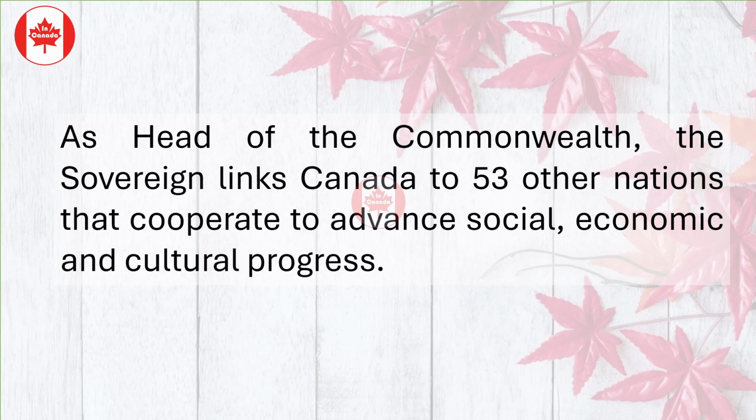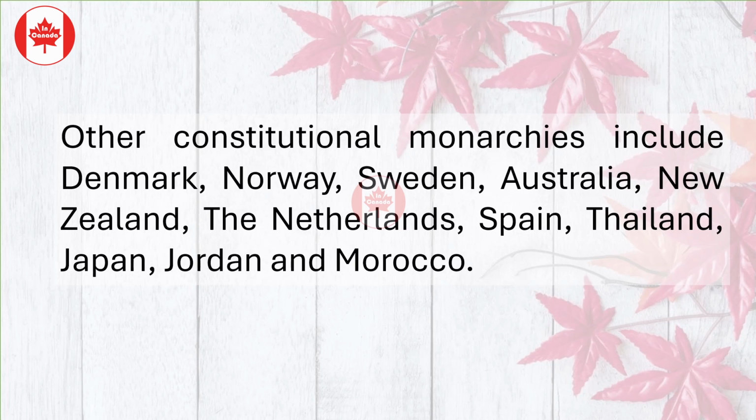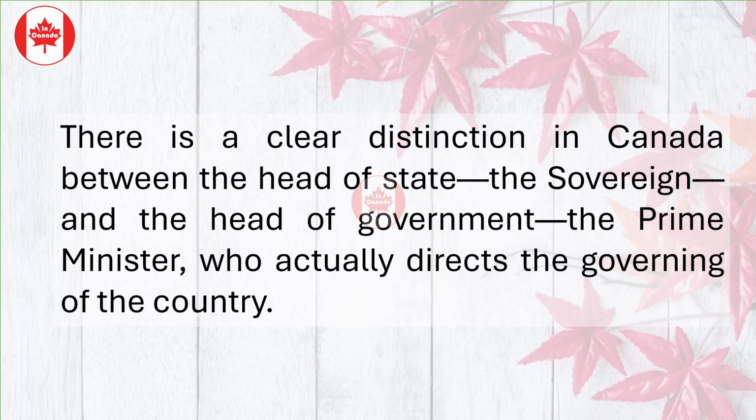As head of the Commonwealth, the sovereign links Canada to 53 other nations that cooperate to advance social, economic, and cultural progress. Other constitutional monarchies include Denmark, Norway, Sweden, Australia, New Zealand, the Netherlands, Spain, Thailand, Japan, Jordan, and Morocco. There is a clear distinction in Canada between the head of state, the sovereign, and the head of government, the Prime Minister, who actually directs the governing of the country.